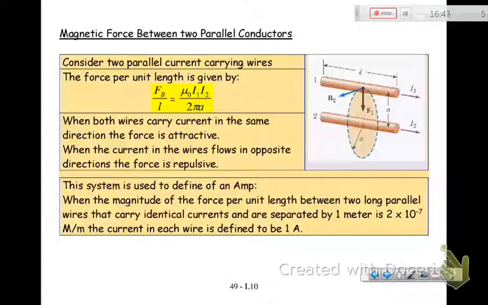Next bit, just an equation really. There's a bit of visualization. We have two current-carrying wires. In this case, they're both going in the same direction, so I have the current flowing to the right and the current flowing to the right. And will there be a force? Well, yeah, because the bottom wire creates a magnetic field that the top wire sits in, and the top wire creates the magnetic field the bottom wire sits in. So they're both sitting in each other's magnetic field.